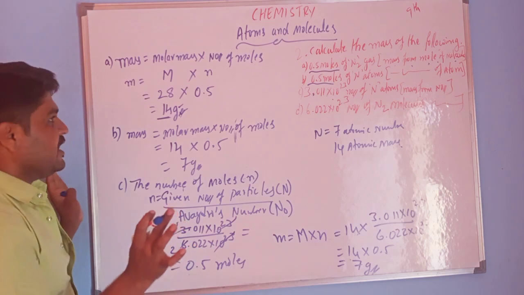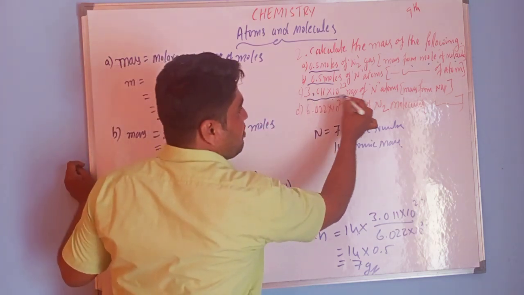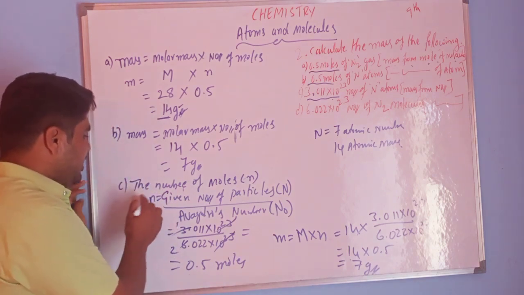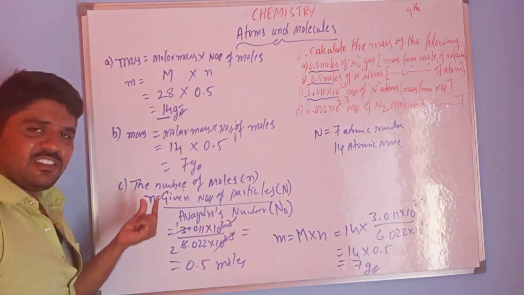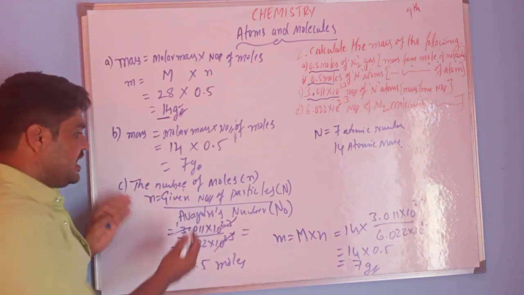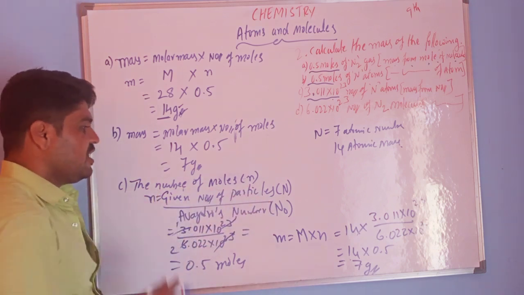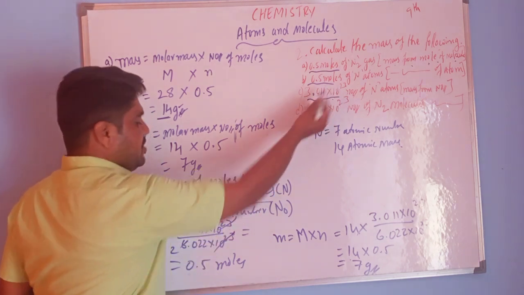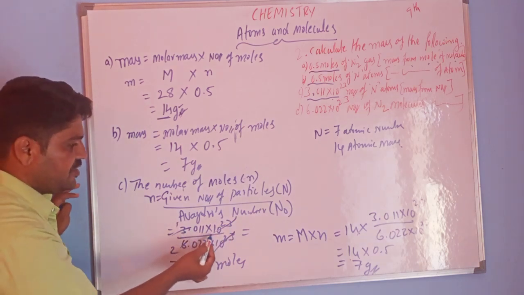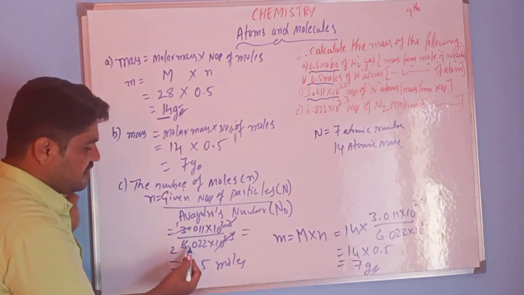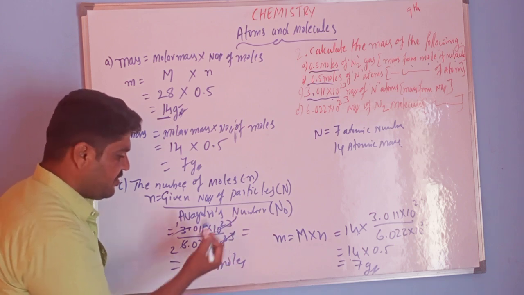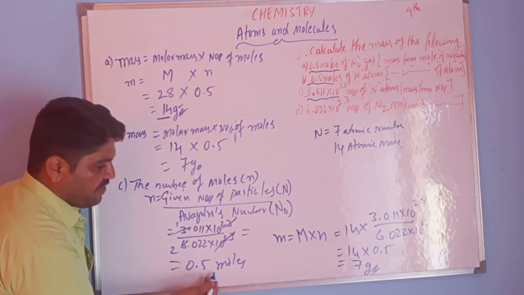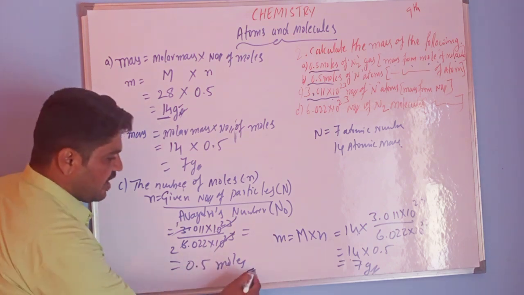So this is the simple way. First they gave the number of particles, the number of atoms. From that we have to find out the moles first. For the moles you have a formula: given number of particles divided by Avogadro's number. So 3.011 into 10 to the power of 23 by Avogadro constant, that is 6.022 into 10 to the power of 23. After simplifying, you get 0.5 moles. So this is the number of moles.